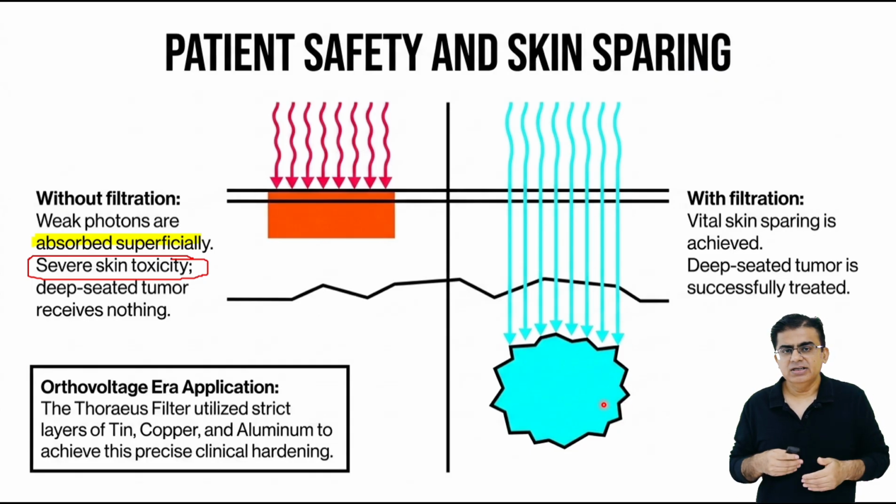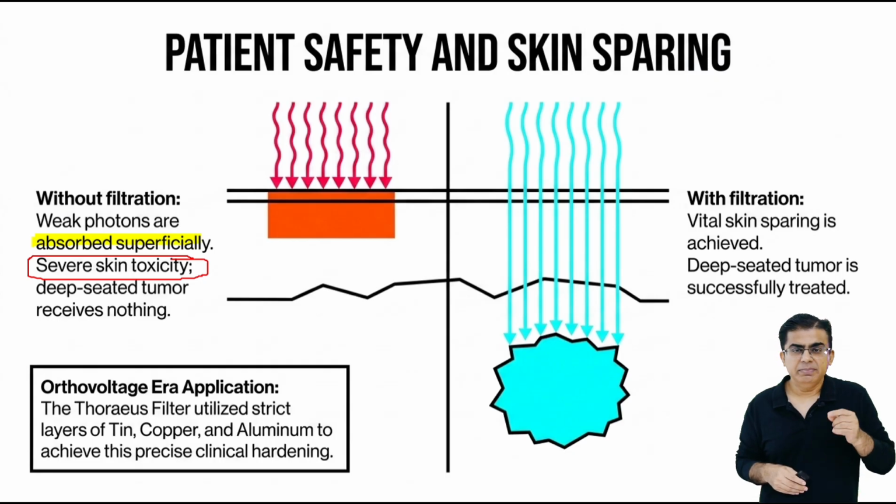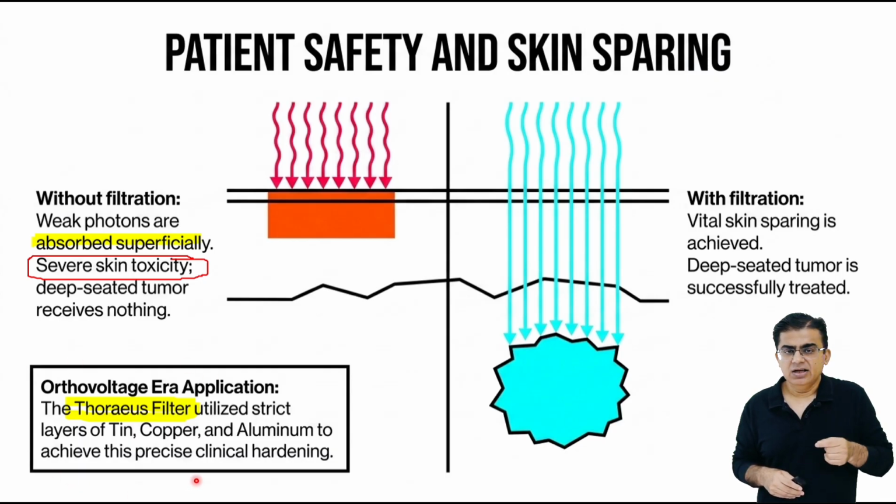This brings up a very important historical fact for your exam. In the older orthovoltage era, we used a specific filter called the Thoraeus filter. This filter was composed of strict layers of tin, copper and aluminium. We intentionally use this exact combination to achieve this precise clinical hardening. Understanding this difference between useful and useless photons makes you a much safer radiation oncologist.